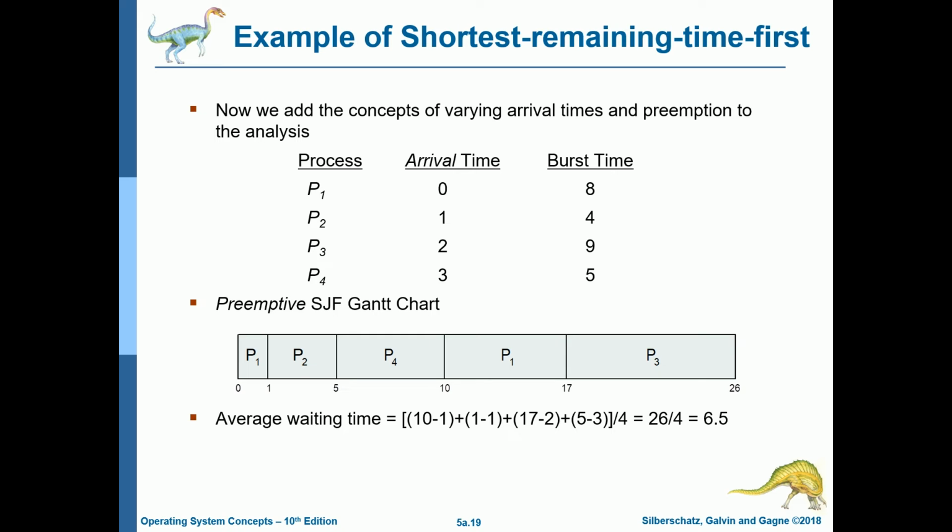We can then calculate its average waiting time as 6.5 time units. However, if we were to do this with shortest job first scheduling, this would result in an average waiting time of 7.75. In this example, the preemptive algorithm shortest remaining time first performed a little better than the non-preemptive shortest job first.